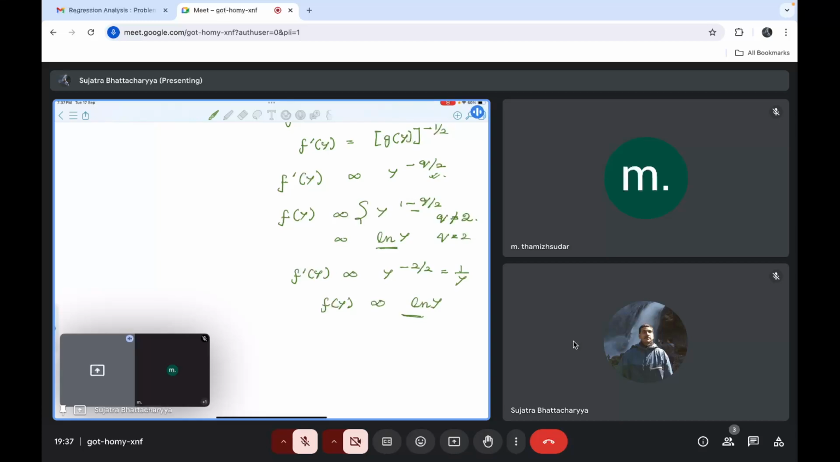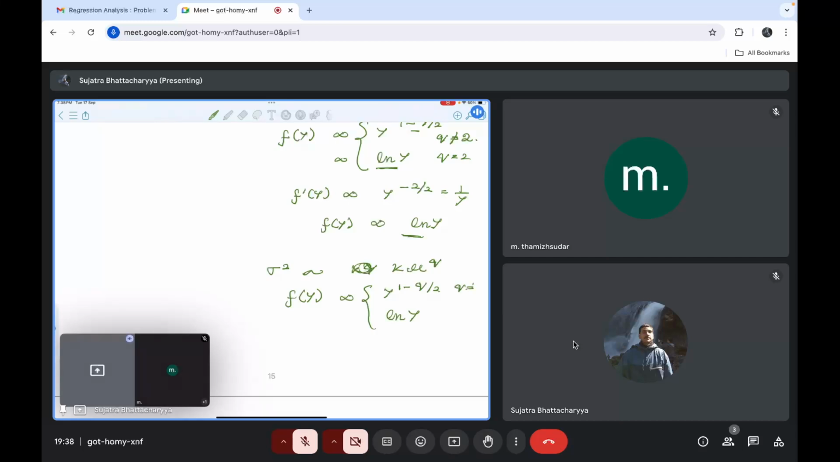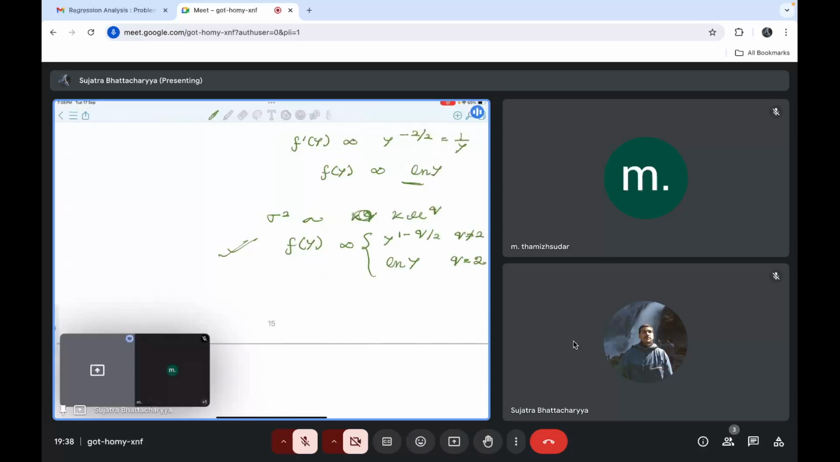So these are the two functions which you are getting. Let me write it again. If you are having sigma square as k mu to the power q, then f of y is proportional to y to the power 1 minus q by 2, or log of y. This is when q is not equal to 2, and this is when q is equal to 2. That's all.